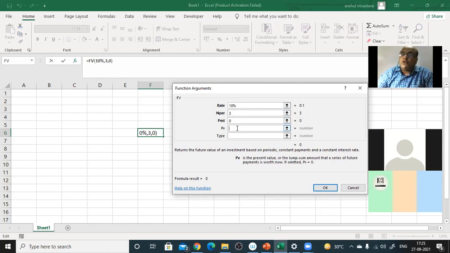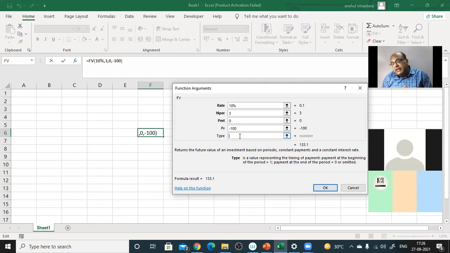PV, as I told you, if the money is going from your pocket, you should take a negative sign. In this case, money you are investing, so minus 100. Now we come to the final argument, type. This type is a special thing. It takes only two values, either 1 or 0.